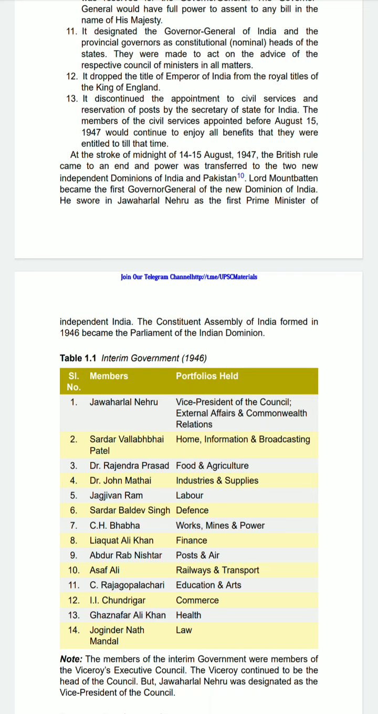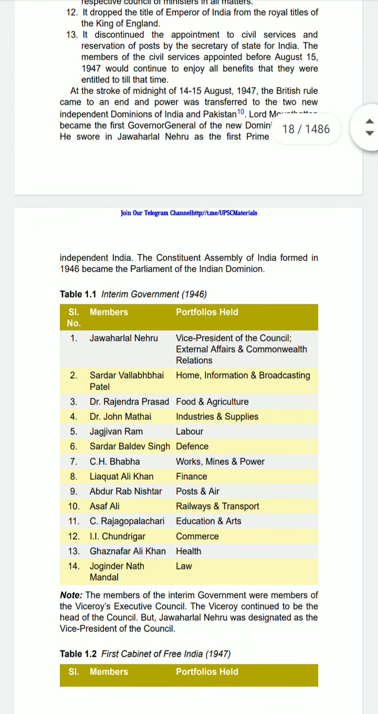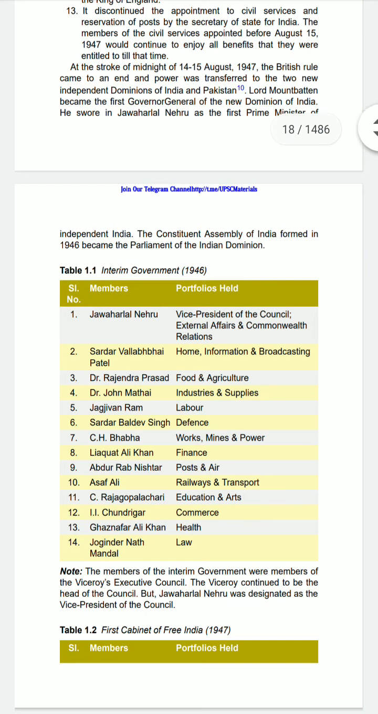At the stroke of midnight of 15 August 1947, the British rule came to an end, and powers were transferred to two new independent dominions of India and Pakistan. Lord Mountbatten became the first Governor General of the new Dominion of India. He swore in Jawaharlal Nehru as the first Prime Minister of independent India. The Constituent Assembly of India, formed in 1946, became the Parliament of the Indian Dominion.